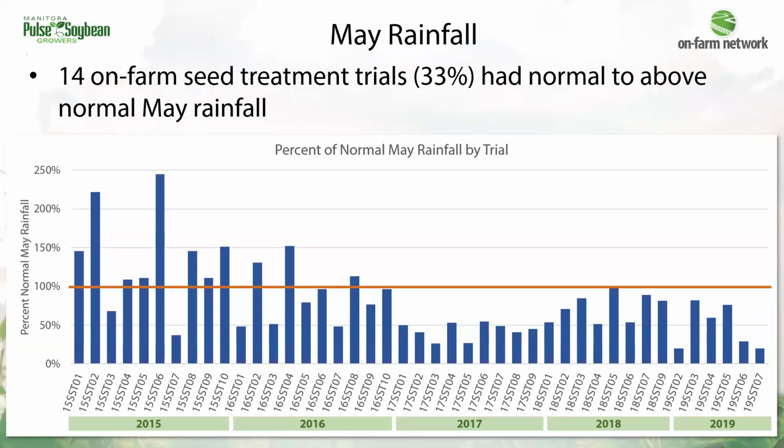May rainfall is the data I have to indicate how saturated soils may have been for those trials early in the season. So here's the percent normal rainfall in May for each soybean seeding rate trial. Each bar is a different trial. So a third of trials had normal to above normal May rainfall, and those largely occurred in 2015 and 2016. Unsurprisingly, that's also when we most often saw a yield response in these trials, which we'll talk about more later.